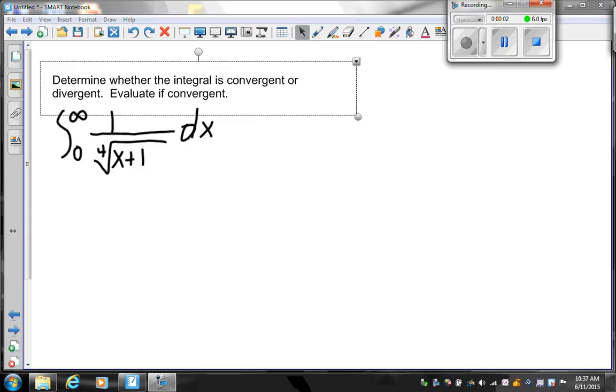Determine whether the integral is convergent or divergent. Evaluate if convergent. The integral from 0 to infinity, 1 divided by the fourth root of x plus 1 dx.